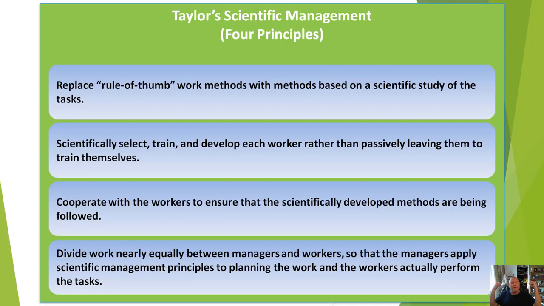He came up with 4 principles. 1, replace rule of thumb work methods with methods based on a scientific study of the tasks. 2, scientifically select, train, and develop each worker, rather than passively leaving them to train themselves, for a more formalized approach. 3, cooperate with workers to ensure that the methods developed are being followed. And 4, divide work equally between managers and workers so that the managers can apply scientific methods to plan the work, and the actual workers can also perform the task. So these are the 4 principles. These you should know. This will be a good test question.